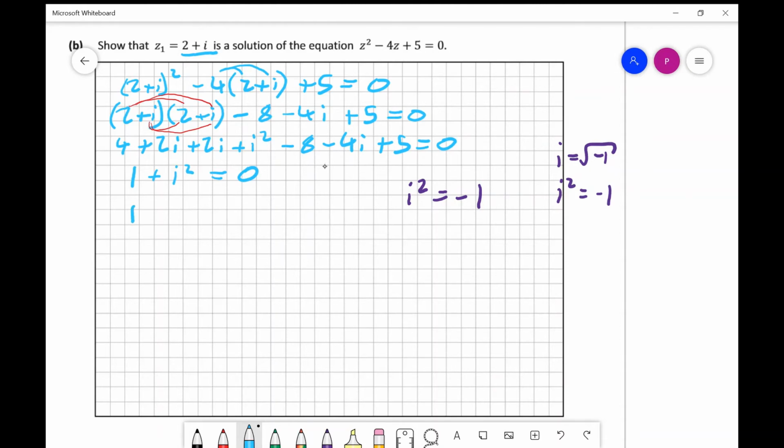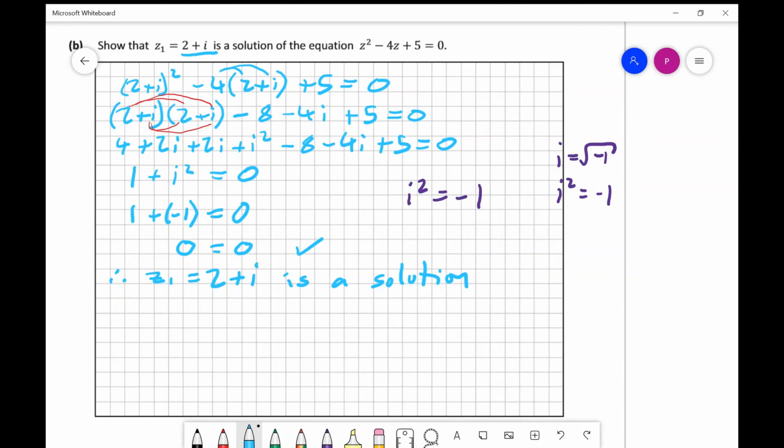So that means I've got 1 plus minus 1. 1 plus minus 1 is the same as 1 minus 1. Again, you can plug it into your calculator and find out, but you will get 0 as your answer. And because 0 is equal to 0, that means yes, therefore z1 is equal to 2 plus i is a solution, which is what the question was asking. So that is possibly the preferred way of doing it.